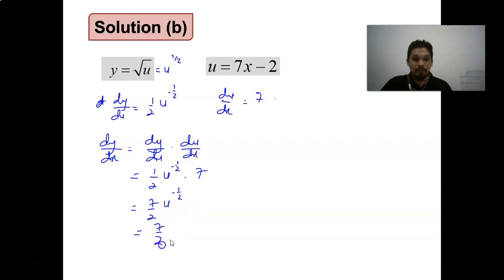So then it is now 7 over 2 u to the power of negative 1 over 2, or 7 over 2 times the square root of u. Because we recall the function of y is with respect to x, we cannot leave the answer as u here, so substitute u with 7x minus 2. That's it: 7 over 2 square root of (7x minus 2).